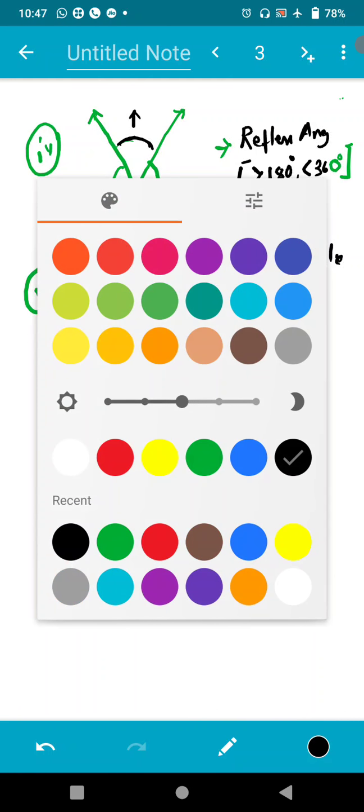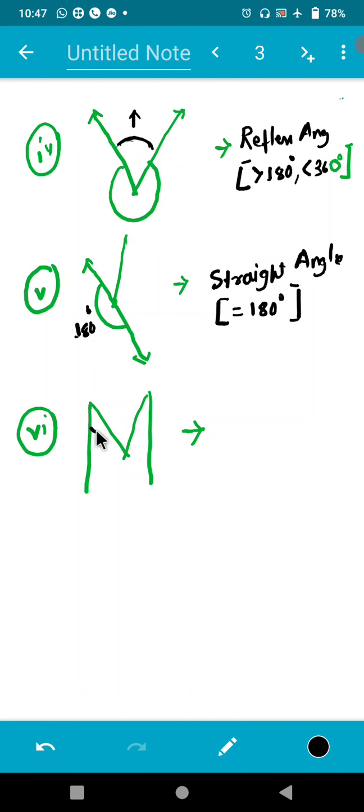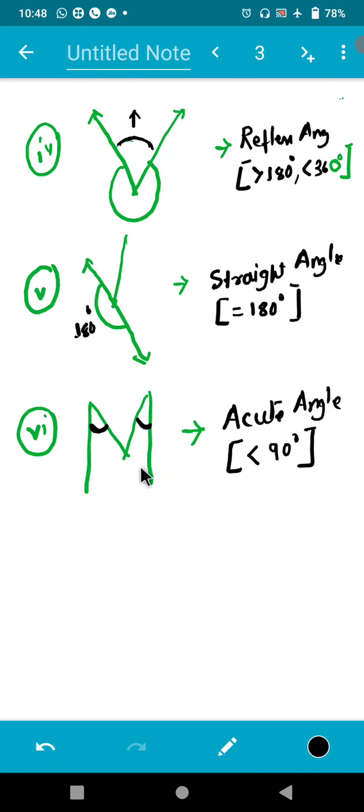Now let's see the last sum of today's session, sum number 6. We have this figure, and you have to carefully see which angle you have to name. These are the two angles that you have to name. What type of angle is this? Obviously these are less than 90 degrees. When any angle is less than 90 degrees, we name it an acute angle, because the angles are less than 90 degrees.